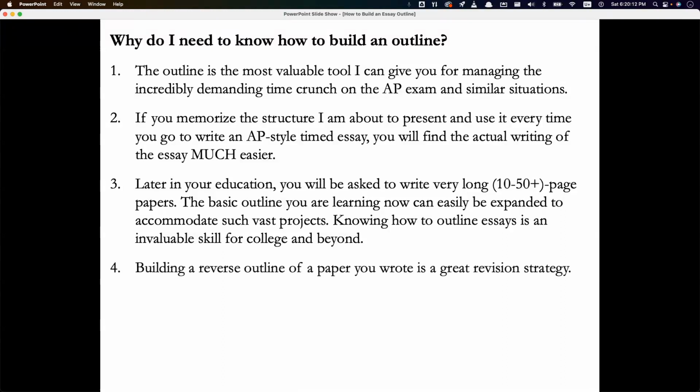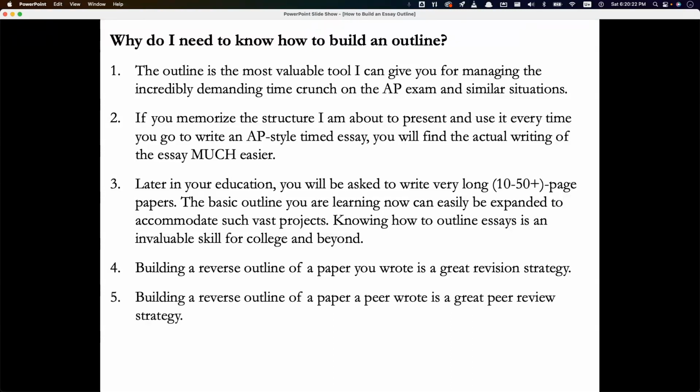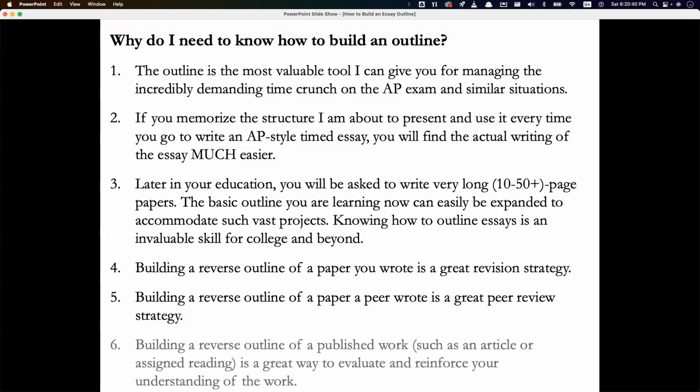You also will know how to build a reverse outline of a paper you have already written, which is a great revision strategy for you. And also building reverse outlines, applying the structure to a paper somebody else has written, can be a good peer review strategy, because you can help someone to realize that maybe the way they organize their paper, or the way you perceive their organization as a reader, is different than what they intended.